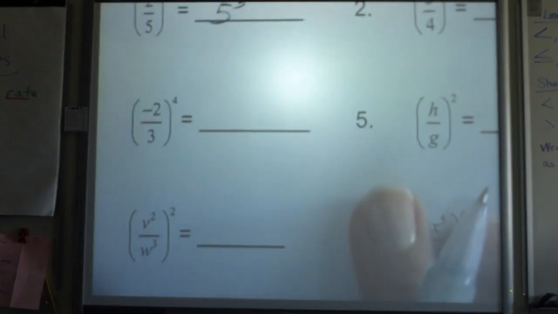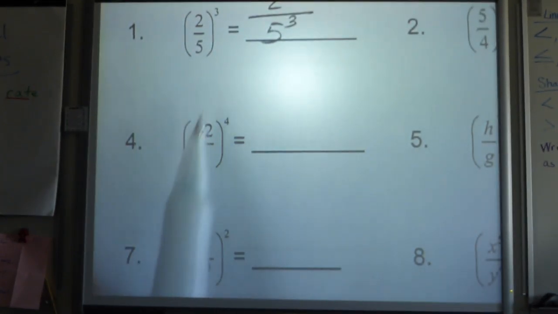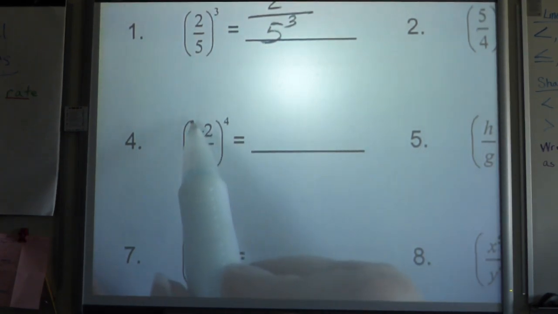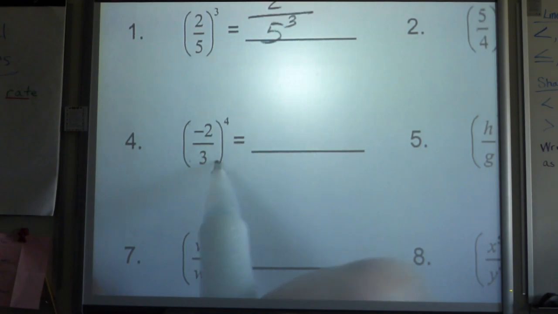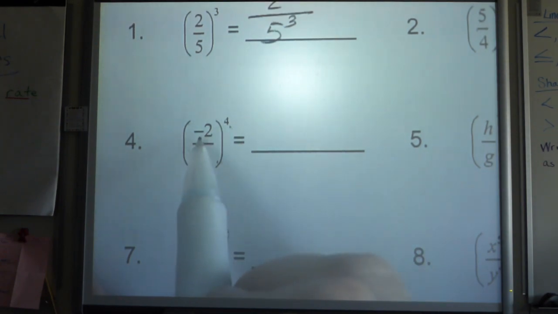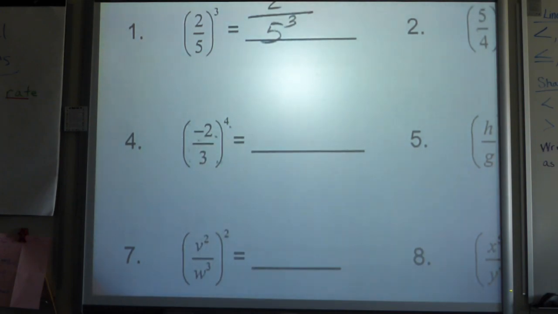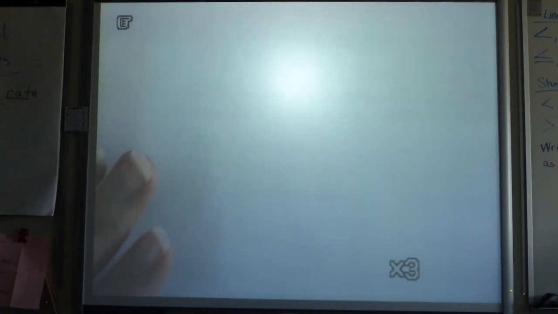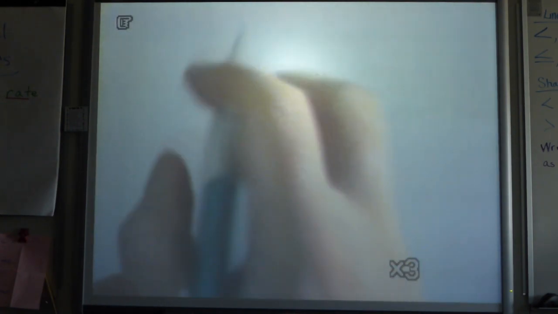Perfect. Okay, number 4. Now, we have to be really careful with this negative sign. Sometimes if the negative is inside the parentheses, it is included in what gets raised to the power. And when it's not inside the parentheses, it's not included. So I'm just going to ask you to pause with number 4 for a moment with your shoulder partner, and I know we talked about this last week, but it's a Monday, and I want to make sure that you remember this.